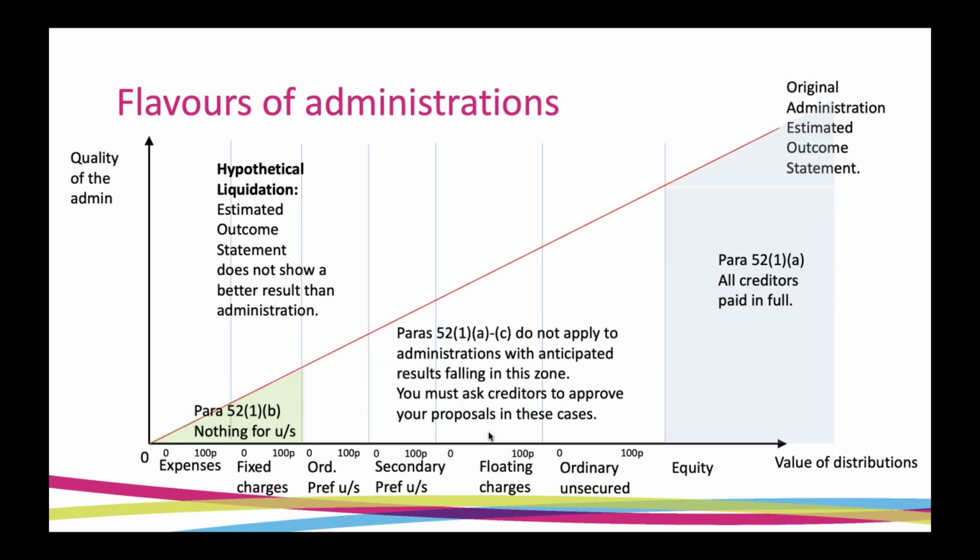In cases where the administration is giving a better result for creditors than the hypothetical liquidation would, then paragraph 52(1)(c) will not apply, and the only 52(1) tracks that could apply would be A, if you're paying everybody in full, or B, if you're not going to be able to achieve anything for the unsecured creditors, and there is no overlap between those two possible results.